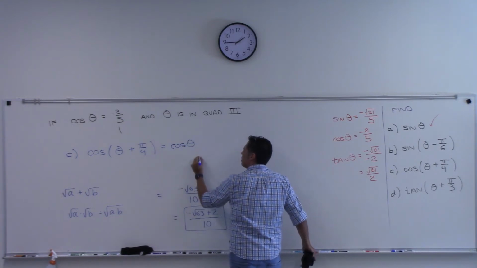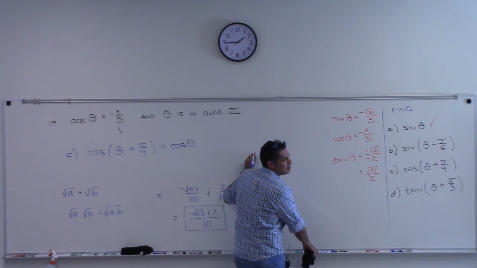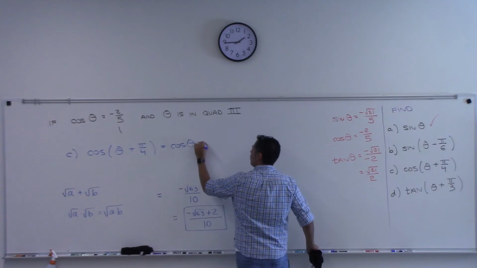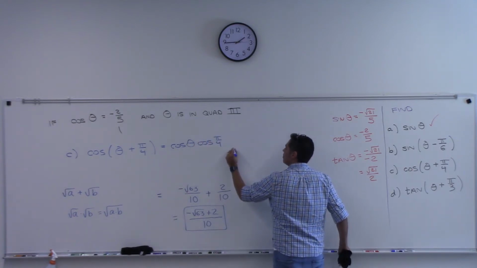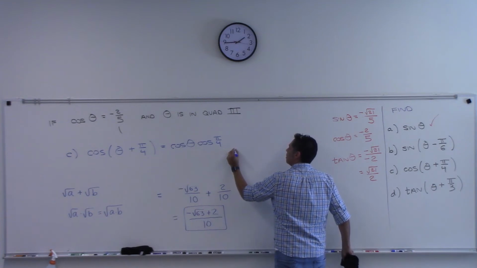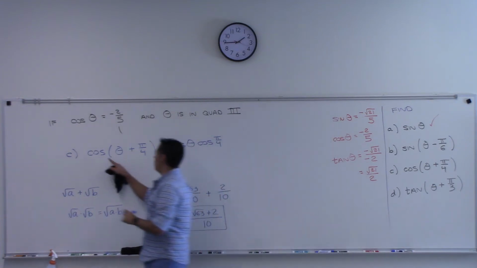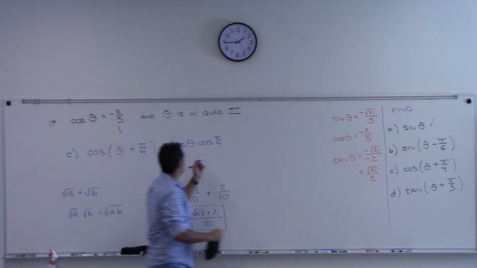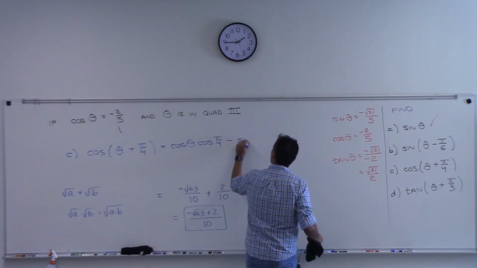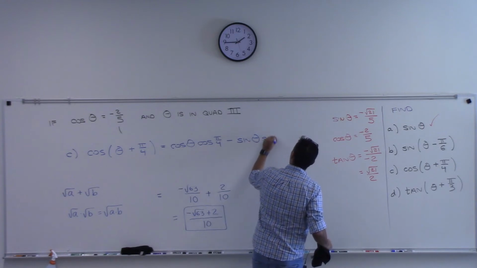Is it sine? Did you say cosine or sine? Oh shoot, it's cosine. Okay, so cosine, go ahead, pi over 4. Plus or minus? It's the cosine one. Remember, the cosine one is the one that's opposite. Minus. So minus sine theta, sine pi over 4. Good.